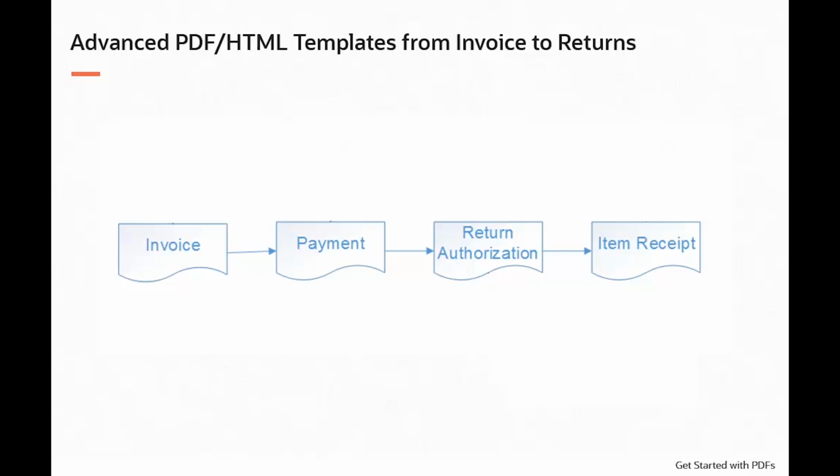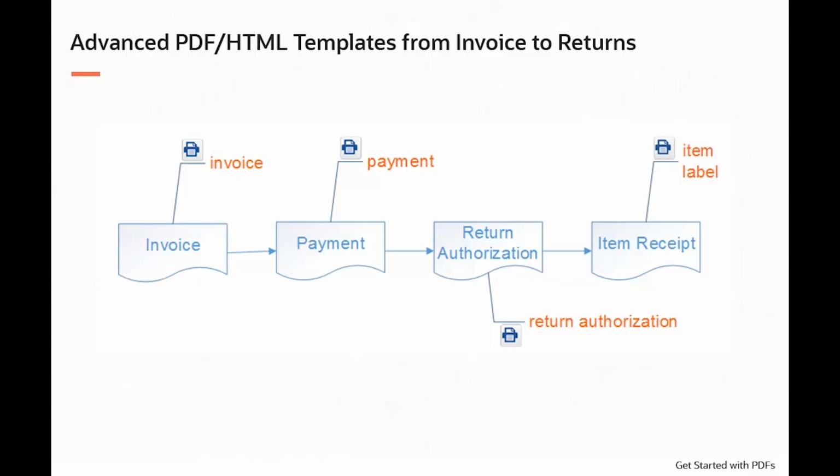In this illustration, we see the invoice to item receipt workflow, in which an invoice or payment PDF can be produced and sent over to the appropriate recipient via its preferred receiving method. While for customers who opted to return their purchases, you can send them a copy of the return authorization PDF. Finally, for the item receipt, you can only print item labels from this record.